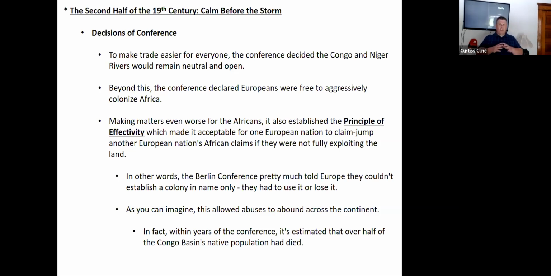For one, what does, the word I'm looking for, what does exploiting the land mean? Does that also mean the people? In other words, if I'm not pushing the populace into labor to extract these resources, how much resources do I have to extract yearly? So there's lots of room for interpretation on this. So your best bet as a nation is to go all out.